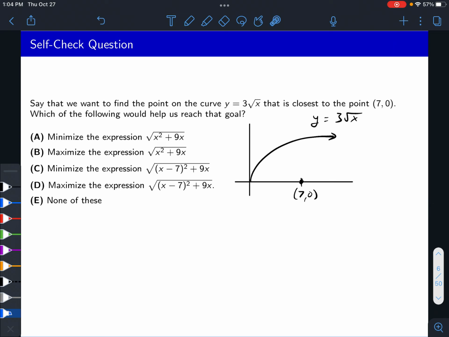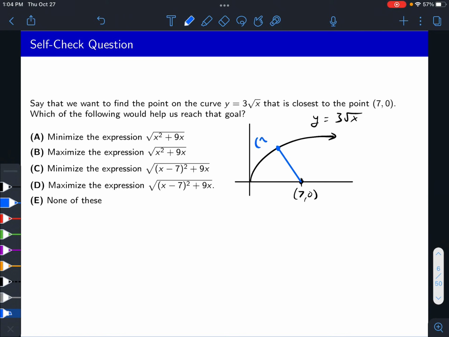So the point 7, 0 is over here. And here's our curve, y equals 3 square root of x. And we are trying to minimize the distance from a point on this curve to the point 7, 0. So we want to minimize this blue distance right here. How do I find that blue distance? So basically, if we want to find the point that is closest to this point, we're really trying to find the x value that minimizes this distance.